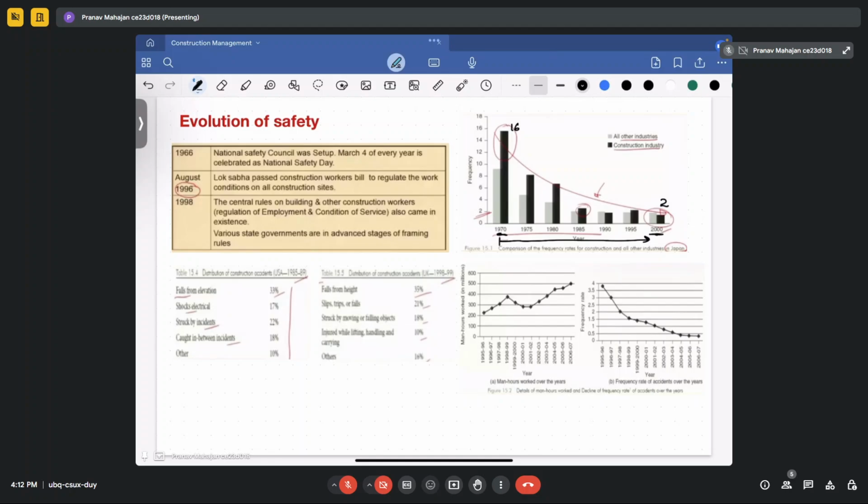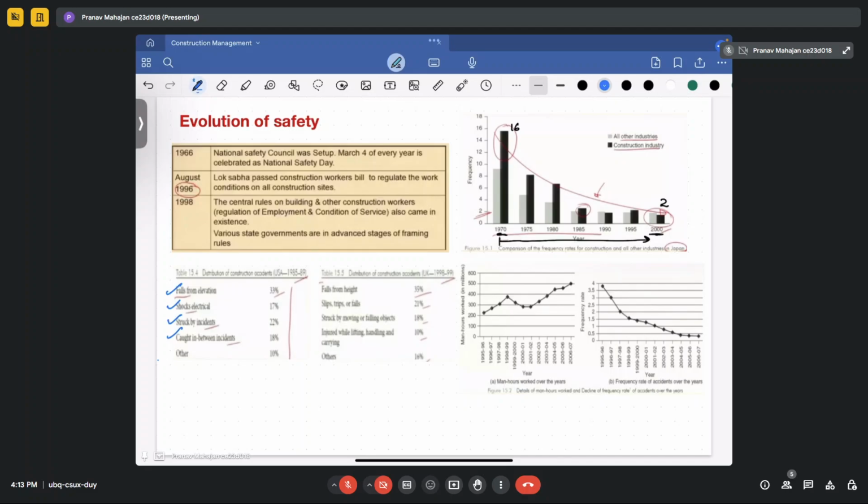Okay, so what are the various factors that contribute to accidents? One is fall from an elevation, like a worker working on some platform who might fall. This fall usually contributes to 33% of the accidents that have occurred. Another is electrical shocks. Third is struck-by incidents. Fourth is caught-in-between incidents. And miscellaneous activities also contribute to the causes of accidents happening in construction sites.